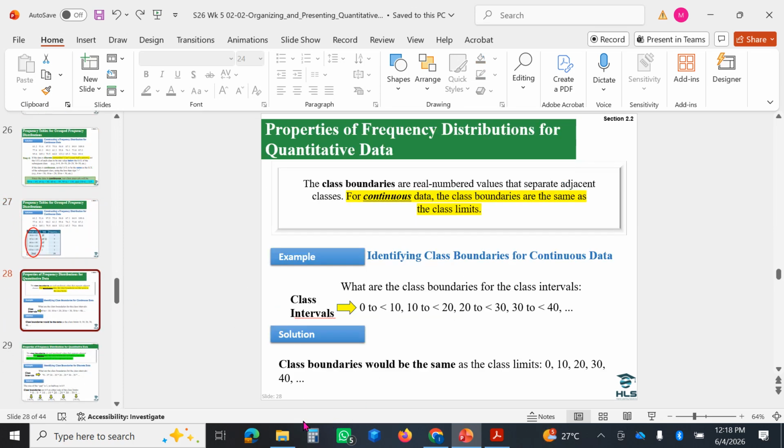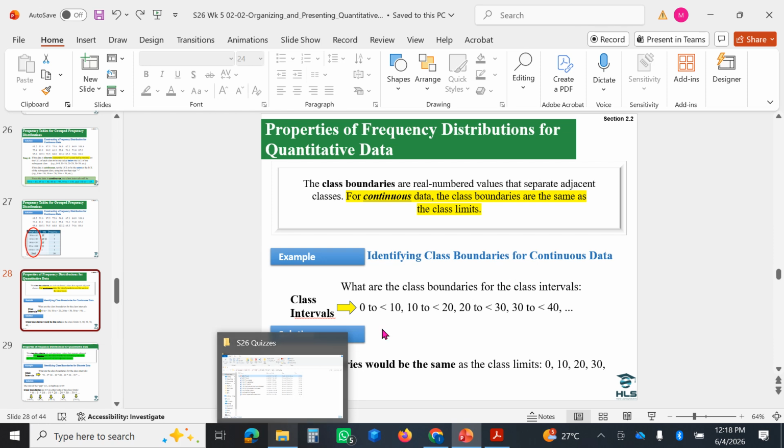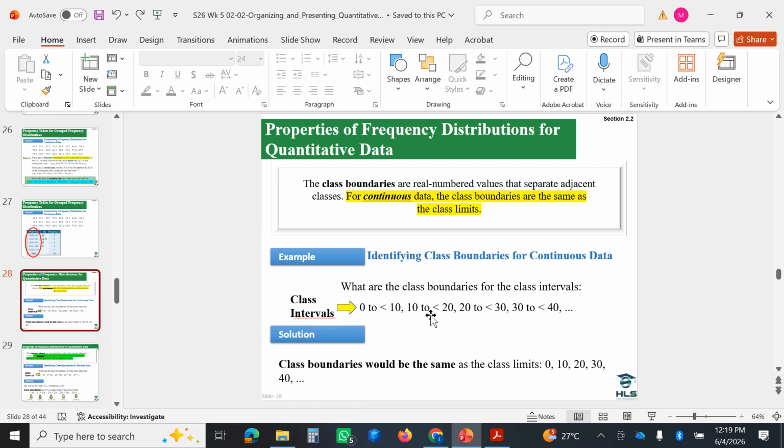The class boundaries are real numbered values that separate adjacent classes. For continuous data there, the class boundaries are basically the same as the class limits. So what we were dealing with in there was the class intervals there. You'll remember 0 to under 10, 10 to under 20, 20 to under 30.